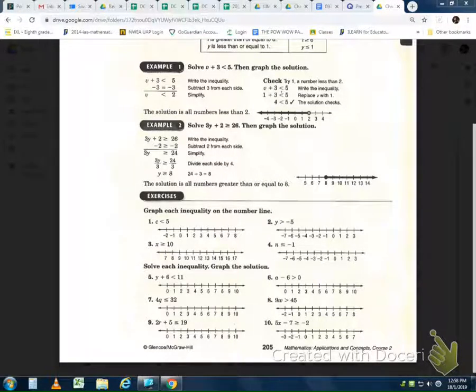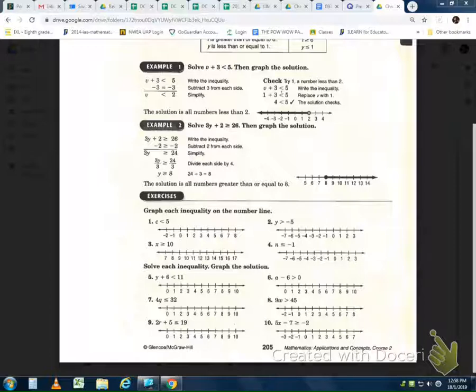This is the second part to inequalities. It is lesson IN2 of inequalities. We've already graphed the inequalities, which were like exercises 1 through 4, and looked at the graphing rules. Now the second part of this is solving the inequality and then graphing your solution.